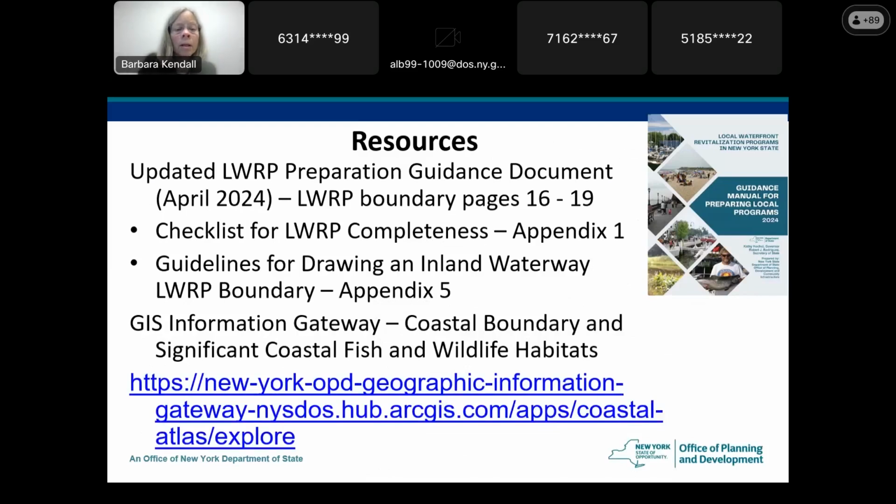Resources for section 1: you have the guidance document I sent out last night, the boundaries on pages 16 to 19. There's the checklist in Appendix 1, and the guidelines, checklist, and flow chart for the inland waterway boundary are in Appendix 5. And again, our gateway is a really, really good resource for developing section 1.